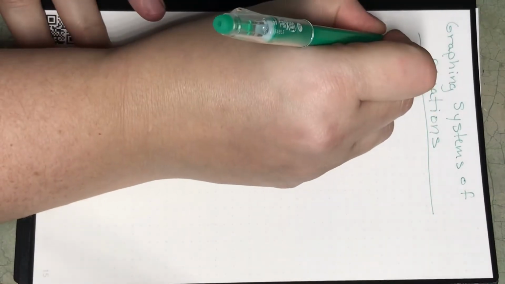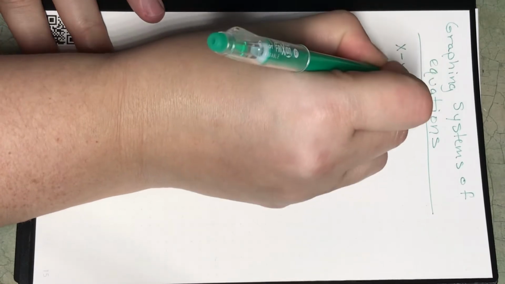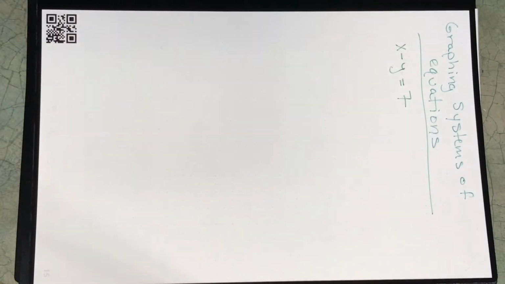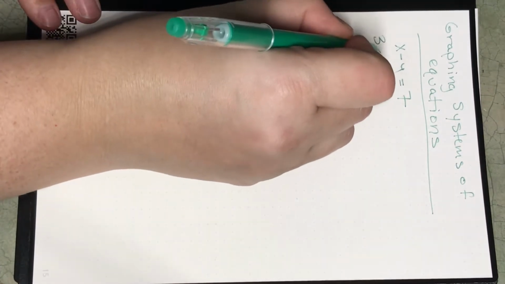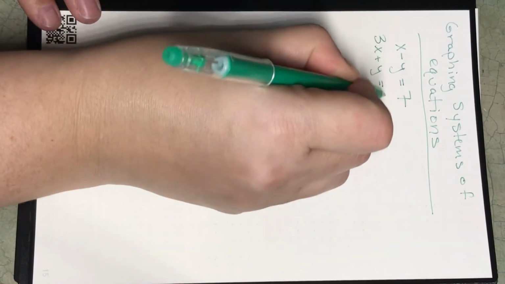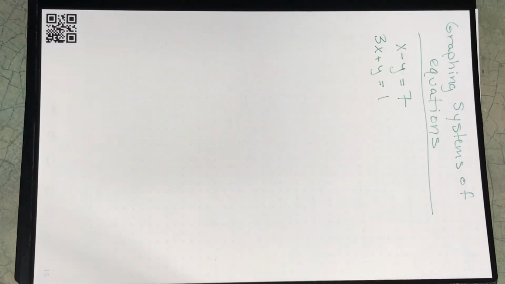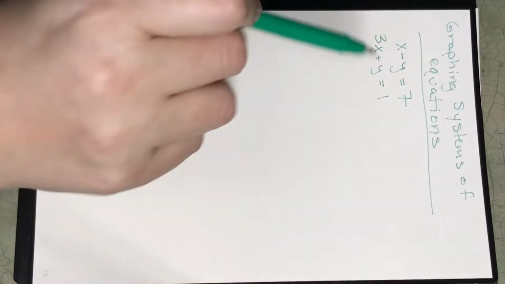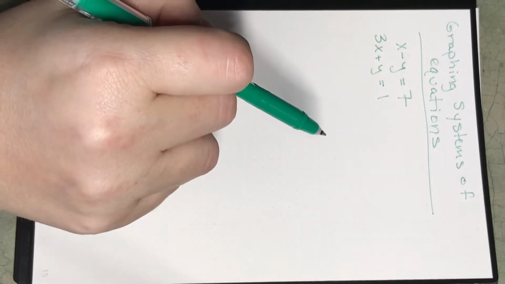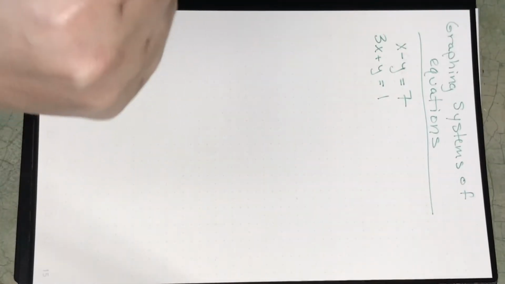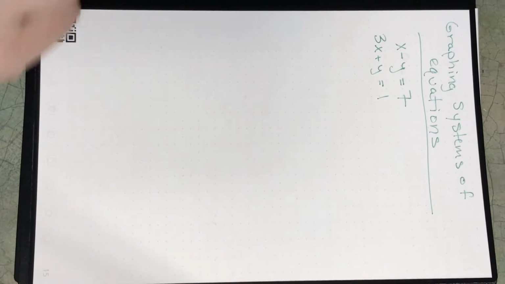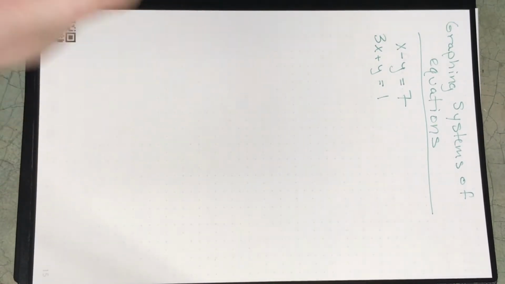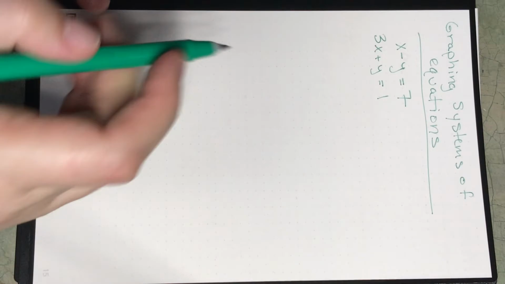Okay, so here's an example. x minus y equals 7, and 3x plus y equals 1. So there's our two equations. So we are going to graph each of these equations separately, just like we did in the prior unit. And then our goal for this unit is to find the point where those two lines cross.